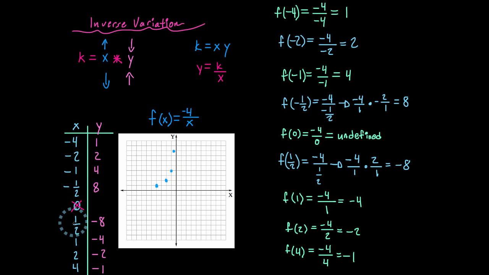And then on the other side, when x is 1/2, y is negative 8. So half, and then down negative 1, negative 2, 3, 4, 5, 6, 7, and 8. So right here. When x is 1, y is negative 4. So 1, then negative 1, 2, 3, and 4. When x is 2, y is negative 2. So out 2, down to negative 2.